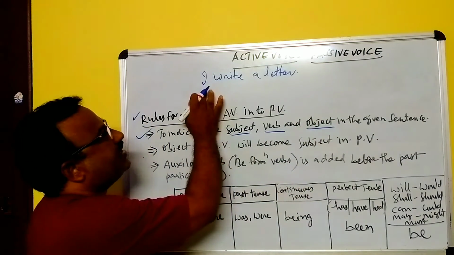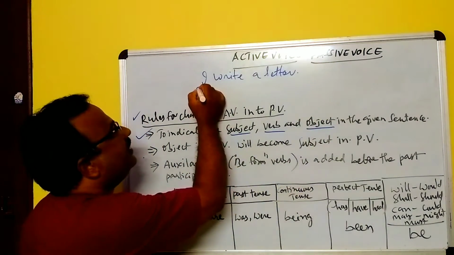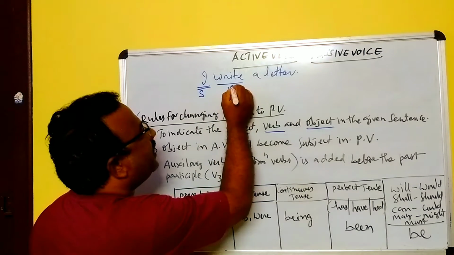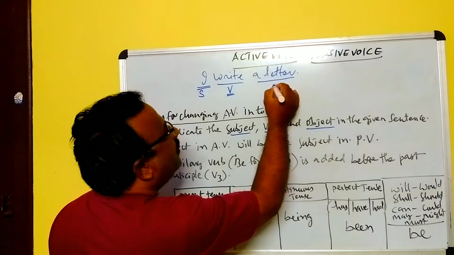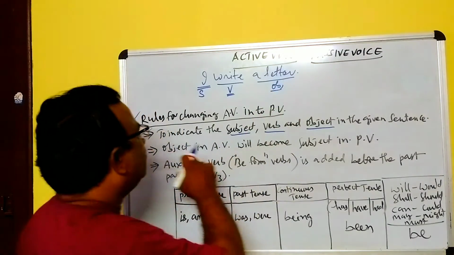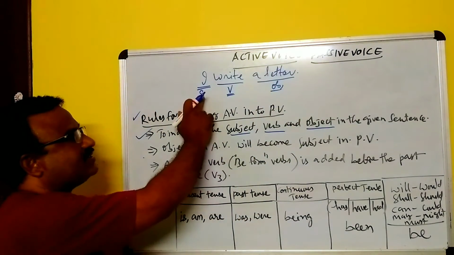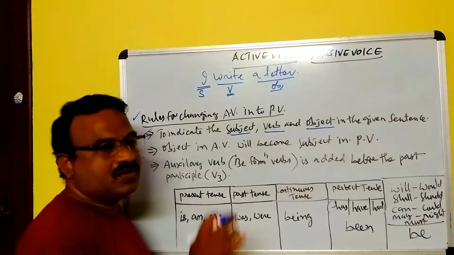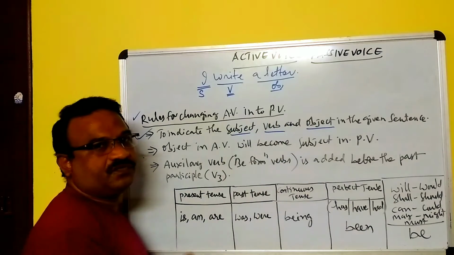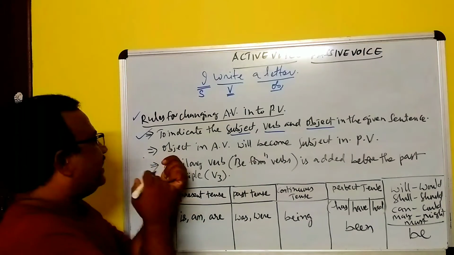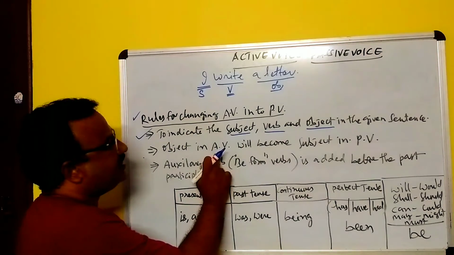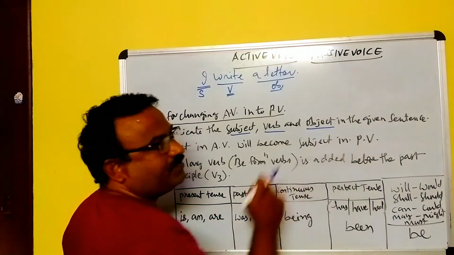Here this is a sentence. I write a letter. Here I, it is a subject. Write, verb. A letter, object. The first rule is to indicate the subject, verb and object in the given sentence. So the first rule is fulfilled. And the second rule, an object in active voice will become subject in passive voice.